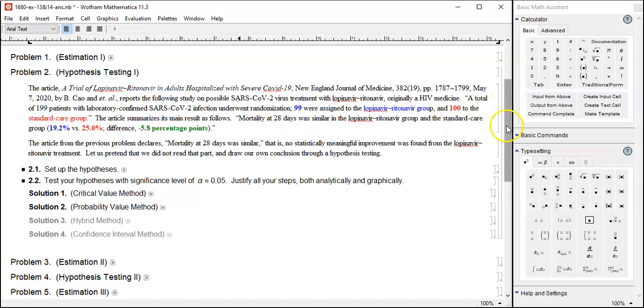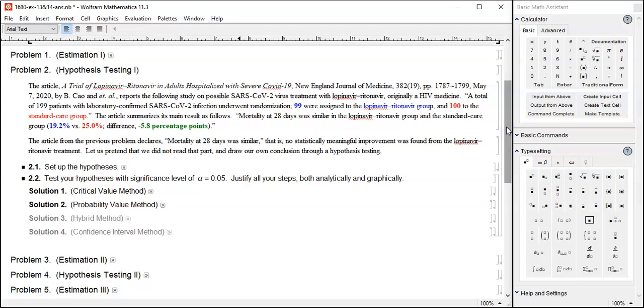Okay, here we go. Let's start from the very beginning. The article, A Trial of Lopinavir-Ritonavir in Adults Hospitalized with Severe COVID-19, New England Journal of Medicine, Volume 382, 19, pages 1787 to 1799, May 7, 2020, by B. Cao et al., reports the following study on possible SARS-CoV-2 virus treatment with Lopinavir-Ritonavir, originally an HIV medicine. A total of 199 patients with laboratory-confirmed SARS-CoV-2 infection underwent randomization. 99 were assigned to the treatment group and 100 to the standard care group. The article summarizes the main result as follows. Mortality at 28 days was similar in the treatment group and the control group, 19.2% versus 25.0%. Okay, all right, that's the setting.